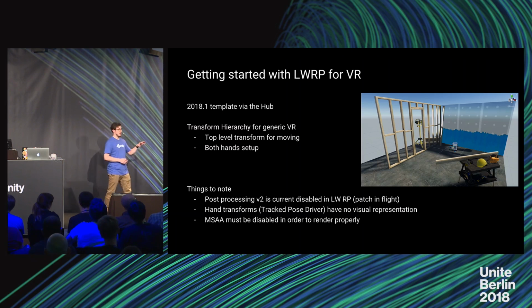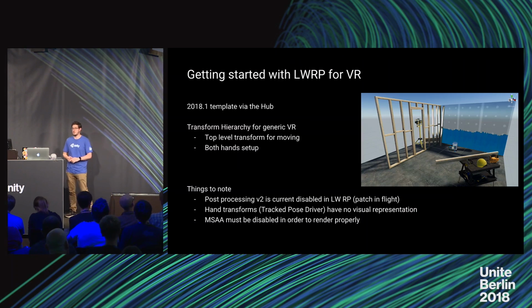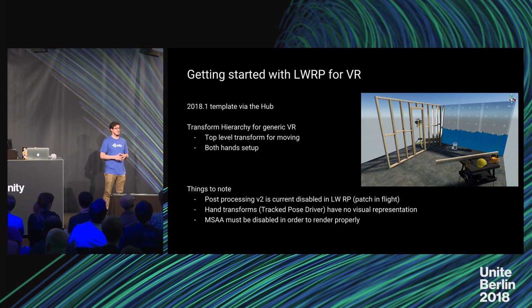Now, one thing to keep in mind is that this lightweight render pipeline for VR template is targeted more towards high-end VR. So for some of the settings and things like post-processing, you might have to be a little bit careful. But one of the really nice things that I really want to point out here is that it has what we call a generic XR rig. It's basically a hierarchy of transforms that have tracked pose drivers as well as the main camera parented under them.